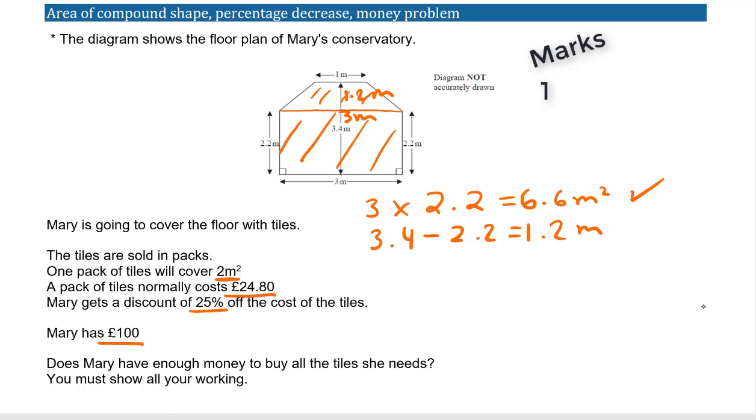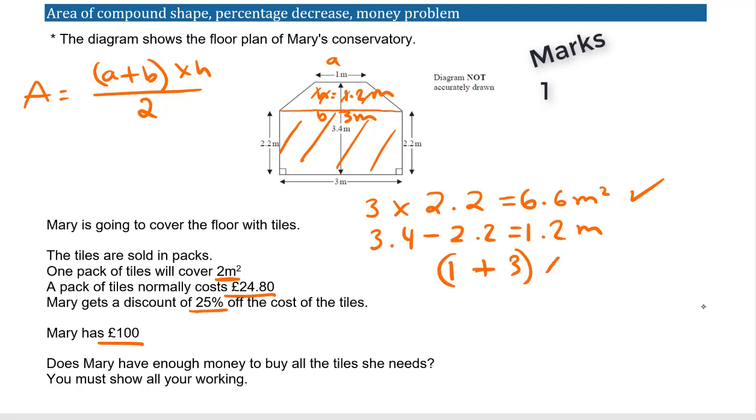We know the formula for the area of the trapezium is (A plus B), the top length and the bottom length added together, times by the height, and then divided by 2. And that's the area of the trapezium. So if this is A, the base is B, and the height is H, you just need to plug in the information. So A is 1, plus B is 3, in brackets, multiply that by the height, which is 1.2, and divide that by 2. Let's pull out our calculator.